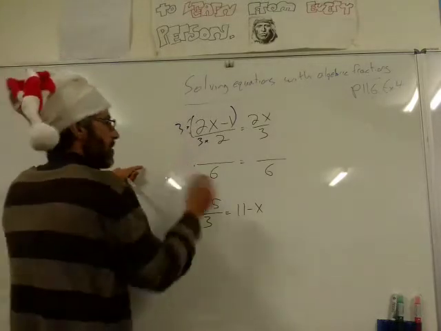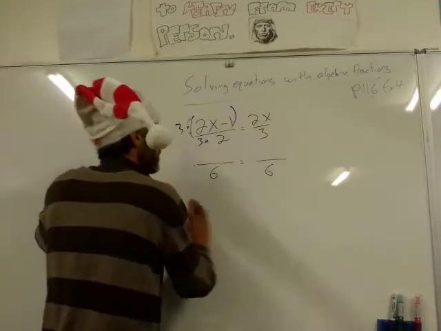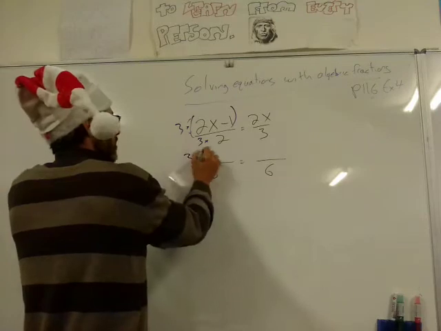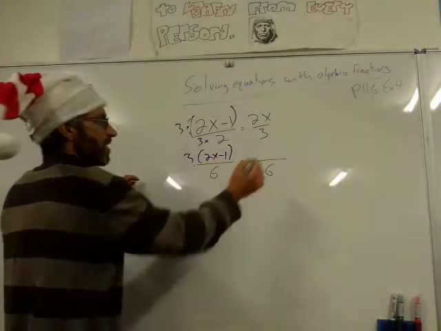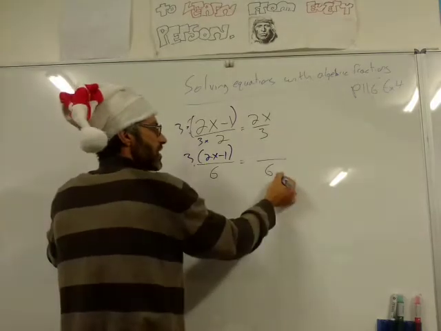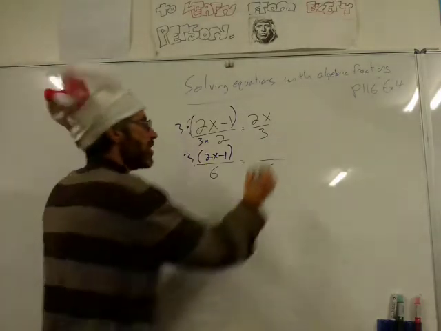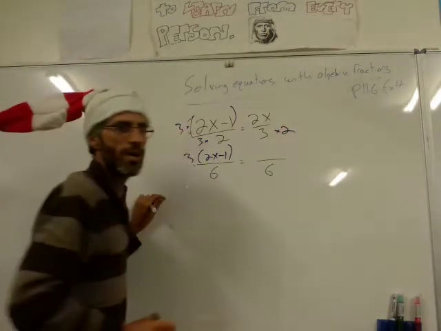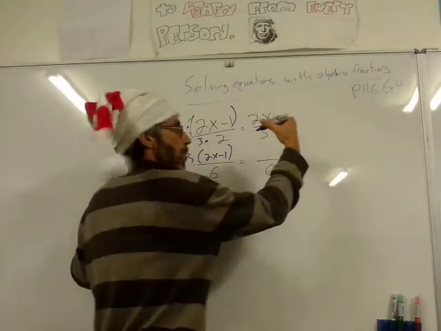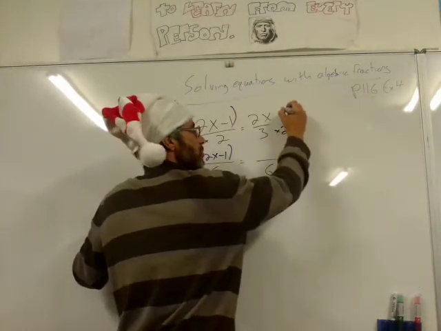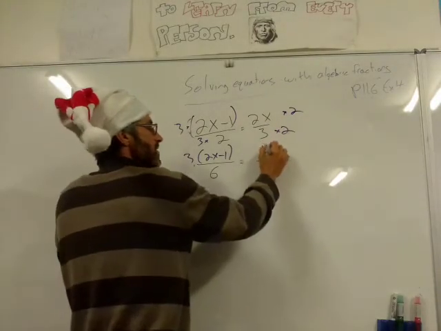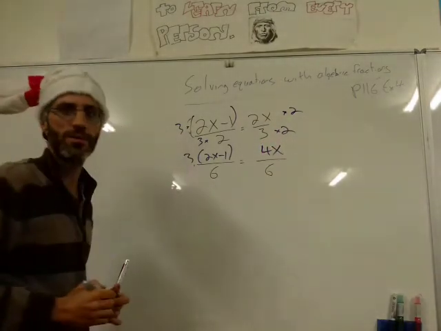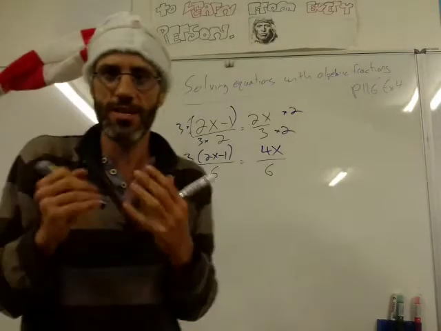Maybe let's do it in two stages. So I'm going to write 3 times 2x minus 1. Now let's have a look at this. From 3 to 6, how did I get from 3 to 6? I multiplied it by 2, right? But if I multiply the bottom by 2, I must multiply the top by 2. So 2 times 2x, that's a bit easier. I've got 4x. Okay, so that's the sort of stuff we did last lesson.